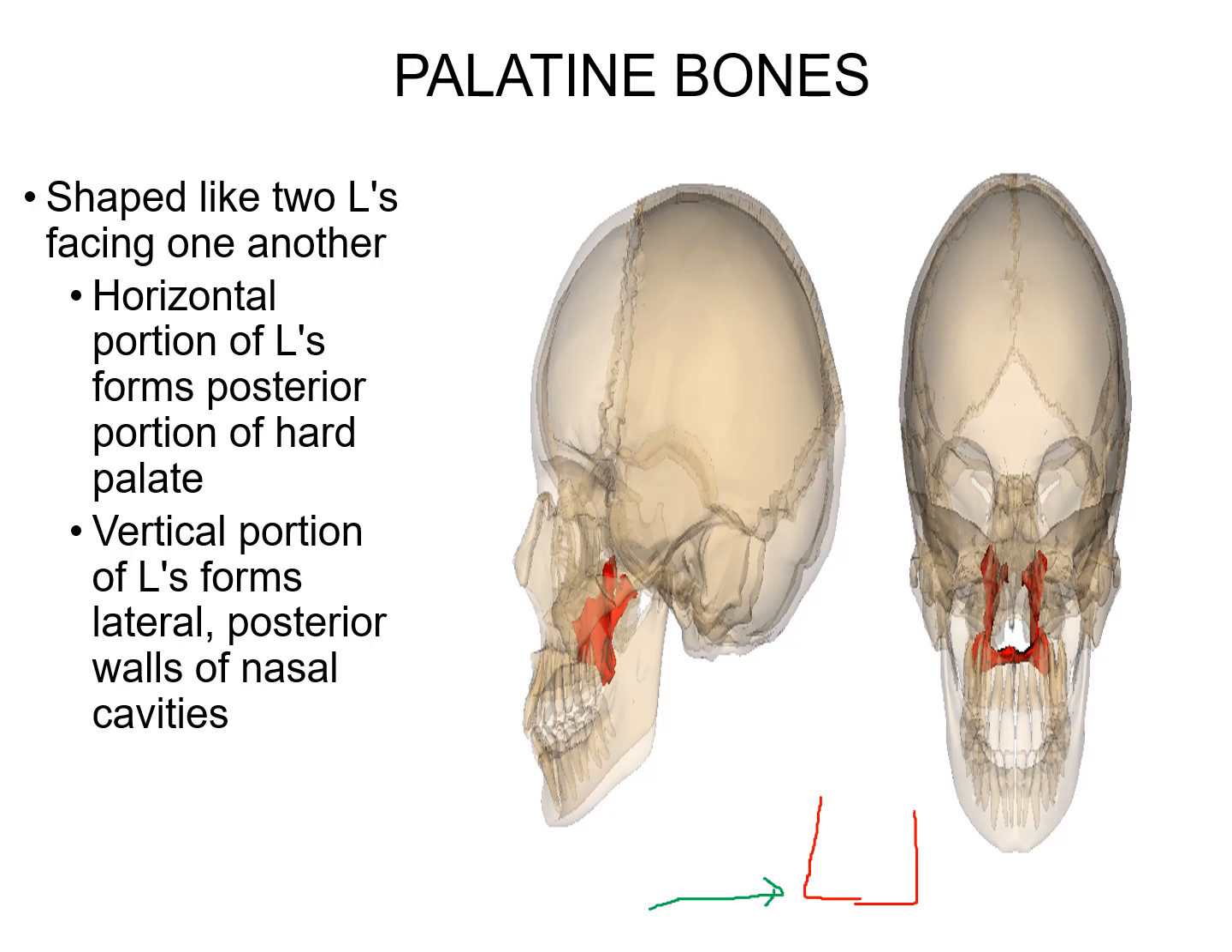So the whole roof of your mouth is made up of two different bones. And actually, truthfully, it's four, because we have a left and right. So we have a left and right maxilla, and we have a left and right palatine bone. So four bones make up the roof of your mouth. And then this up and down, or vertical portion of the palatine bones, is actually going to go up into the nasal cavity area and help support that area.